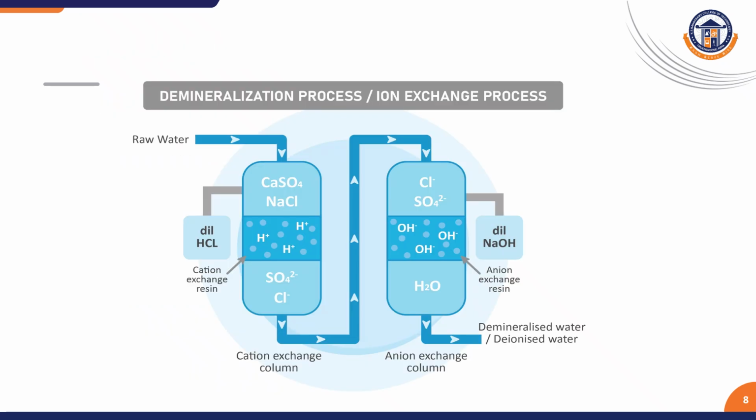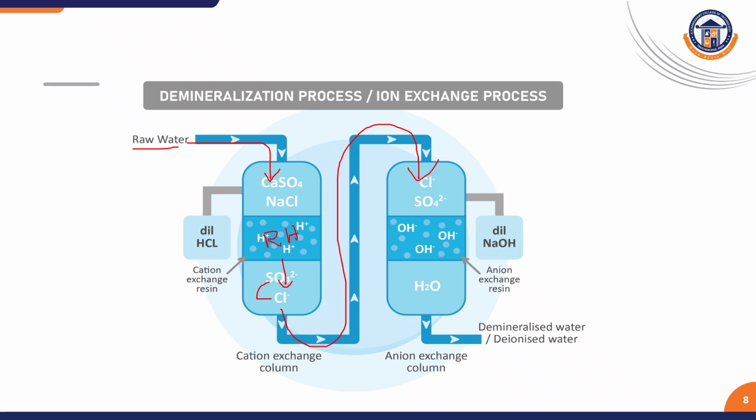Then see the diagram. This shows how the process is carried out. The raw water gets into this first chamber. This is RH, that is the cation exchange resin. It contains calcium sulfate, sodium chloride, all types of ions. Here this RH reacts and RCa will be formed. So the water that comes over here will have only the cations. This will move on to the second chamber.